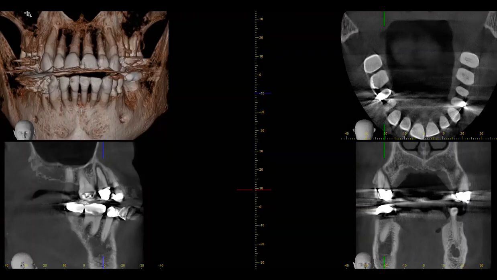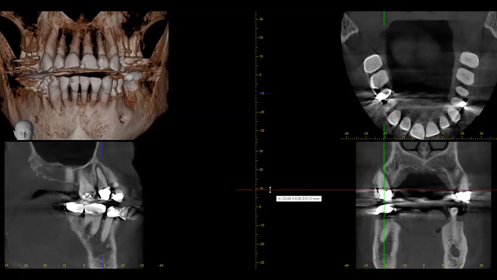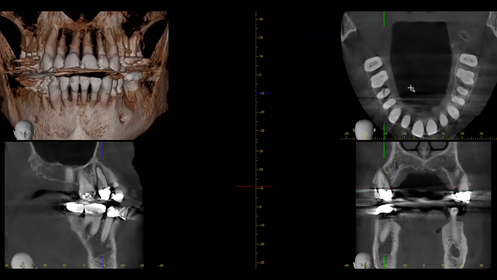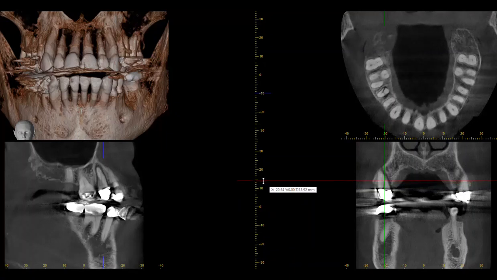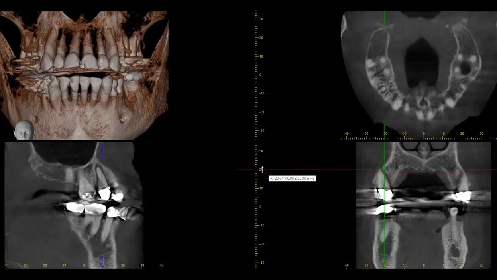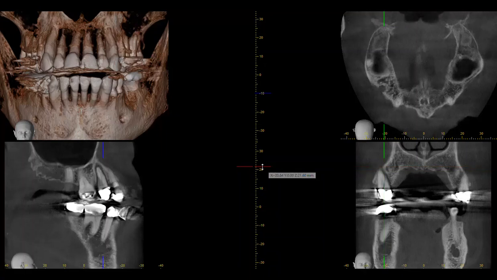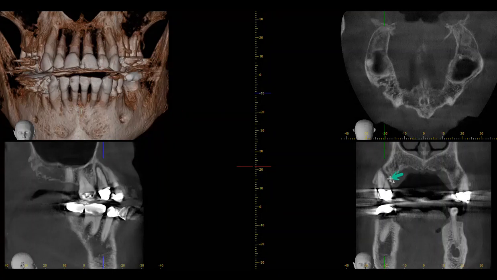If we look at the axial image on the upper right side, we can see right away that the vertical root fracture is coming from tooth number 4. And as we progress up the root, we can see the fracture from the lingual extending out towards the facial at the apex. The image on the lower right, which is the coronal image, also gives you another view of the root fracture.